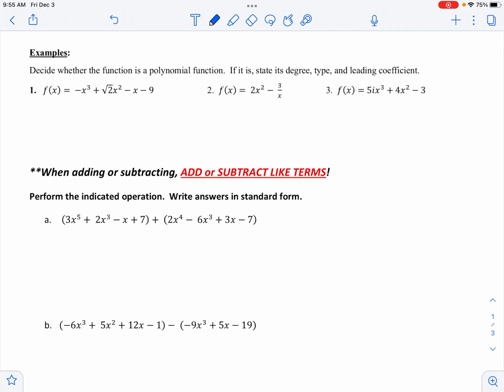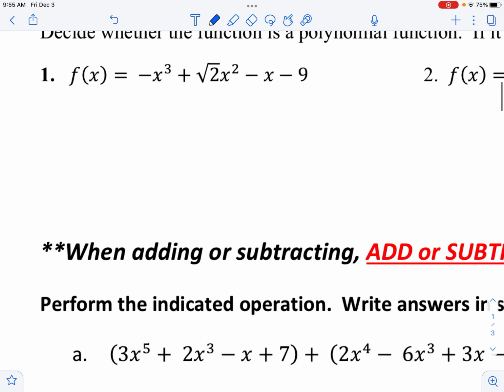Okay, so this example says decide whether the function is a polynomial. If it is, state the degree, the type, and the leading coefficient. To see if it is, we need to look at each of the exponents and make sure they're whole numbers. 3 is a whole number, 2 is a whole number, this is 1, which is a whole number, this is x to the 0 power, and that's a whole number. So exponents are fine. Now we look at the coefficients. This is a -1, a √2, a -1, and a -9, which are all non-imaginary numbers. Imaginary numbers would have i in them. So this is a polynomial, yes.